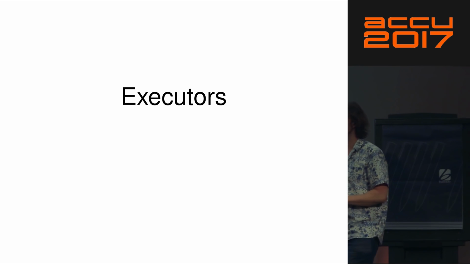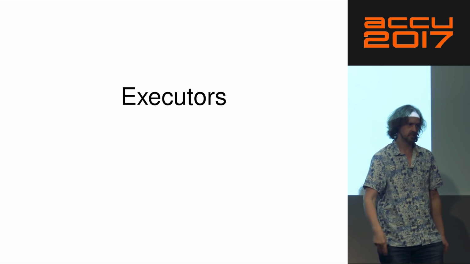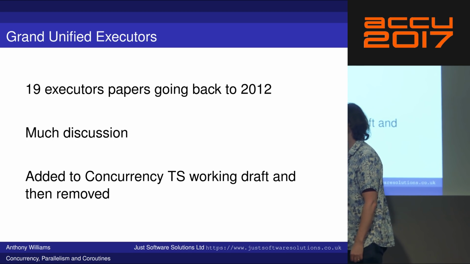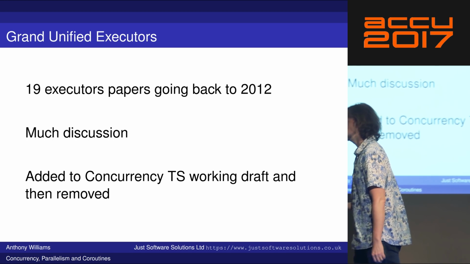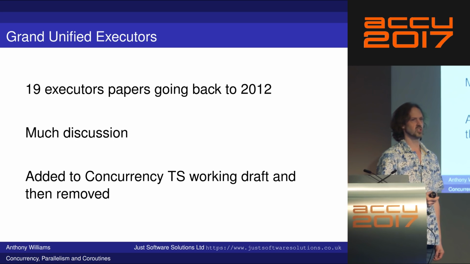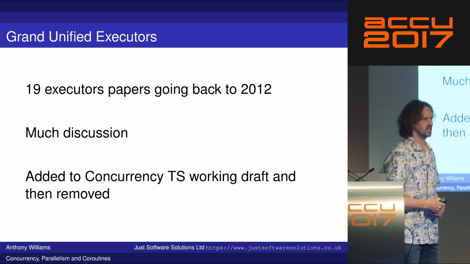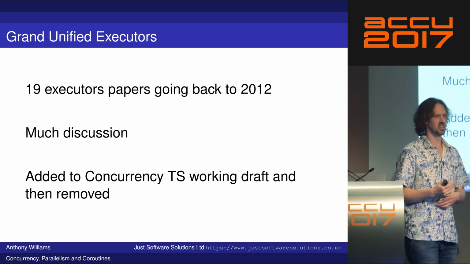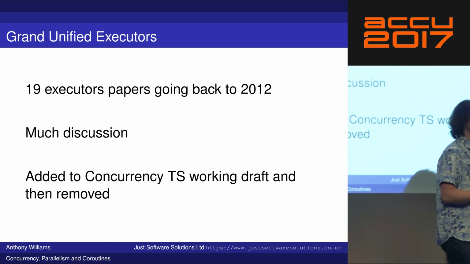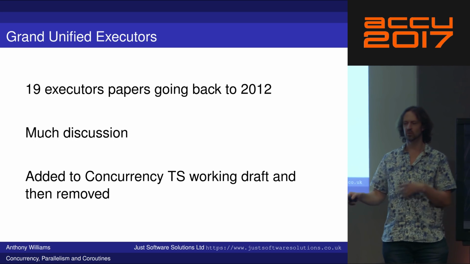So, the final part of the talk: we've got executors. Now, the executor proposals have had a long history. Go back to 2012, there are 19 different proposals, some of which are iterations on previous ones, so it's not 19 completely fresh proposals, but that gives you some context that there has been much discussion. They were originally added to the Concurrency TS working draft before it was published, and then they got pulled out again. Part of the result, some more of these 19 papers, and had different points of view.